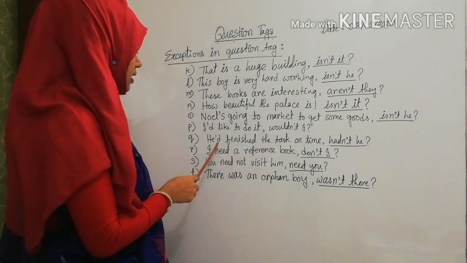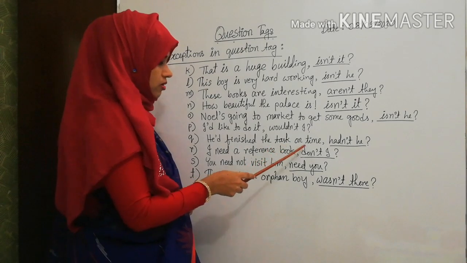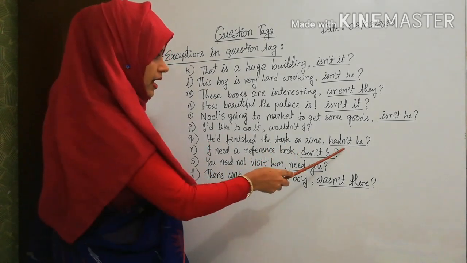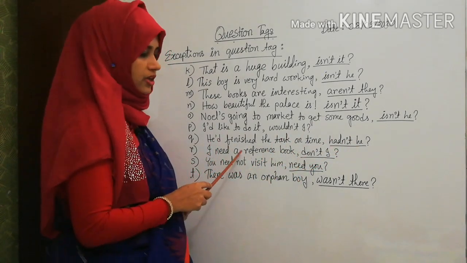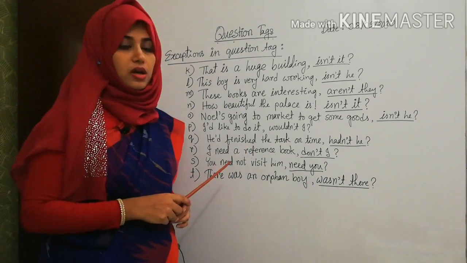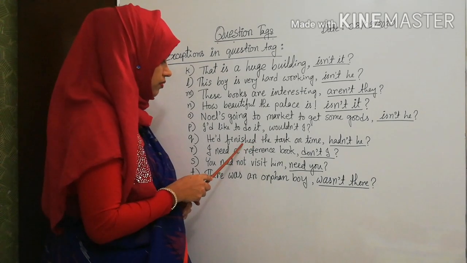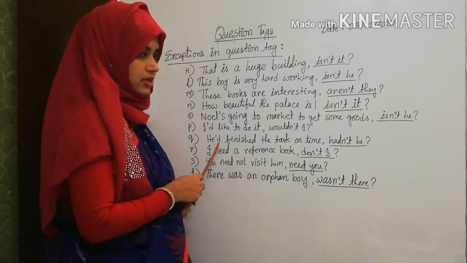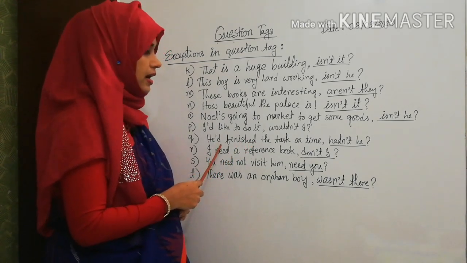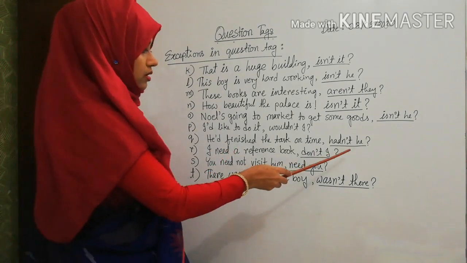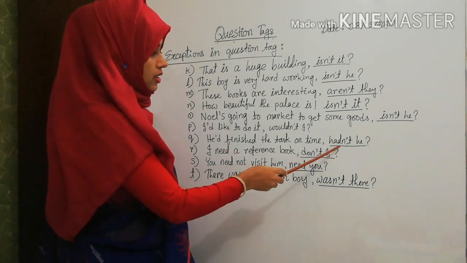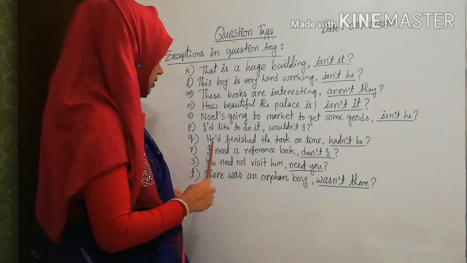Next is he had finished the task on time. Hadn't he? He had finished. See, the verb form is in past participle form. When you find past participle form of the verb, in that case you will easily understand that this is had. Okay. So, the tag is made by using hadn't he.